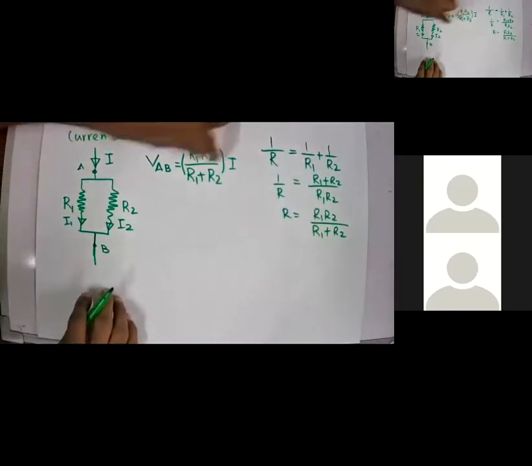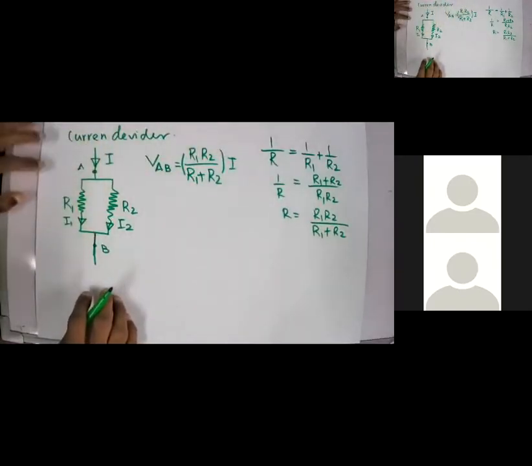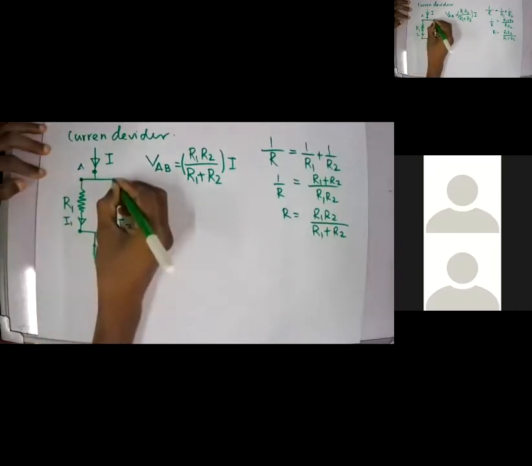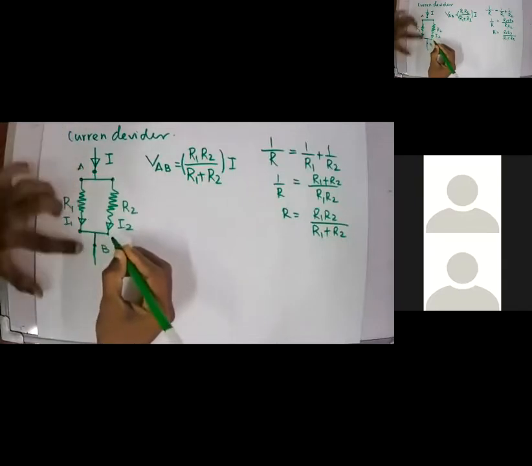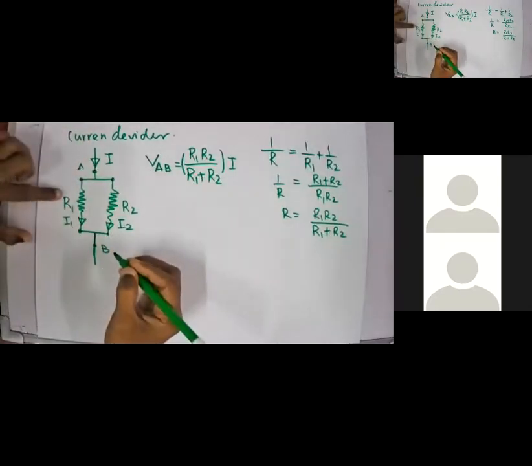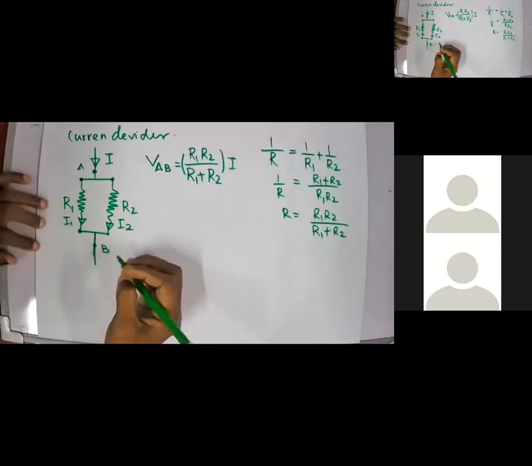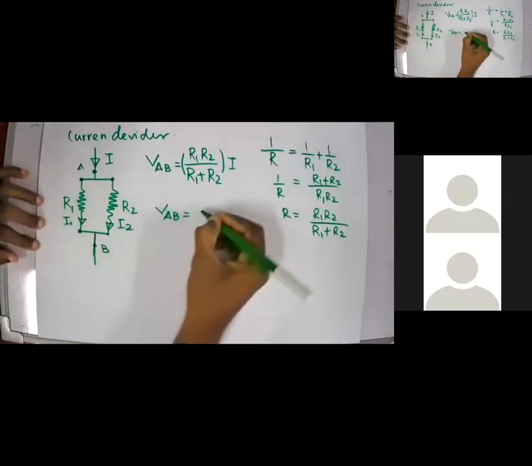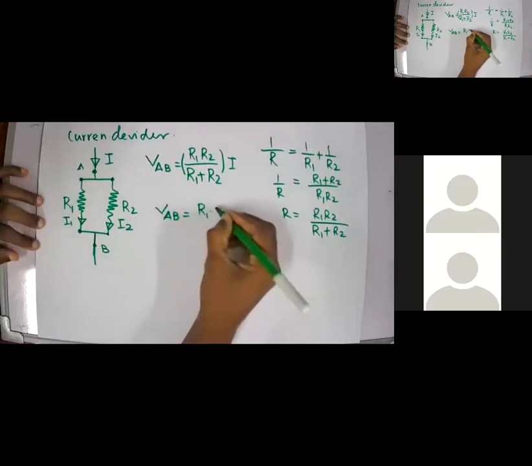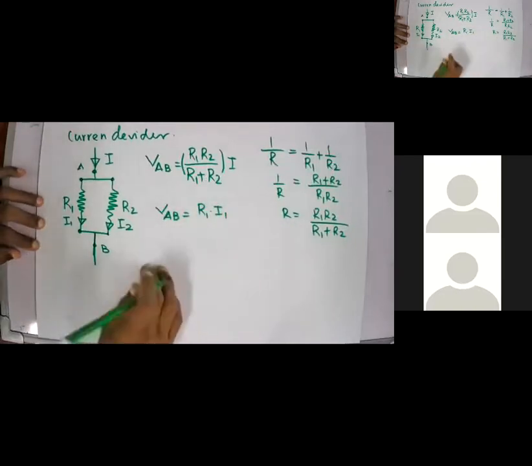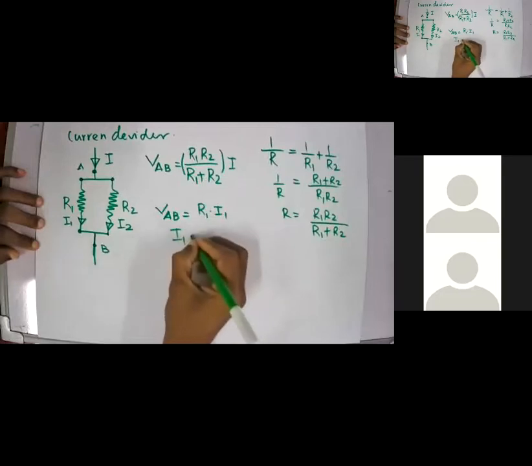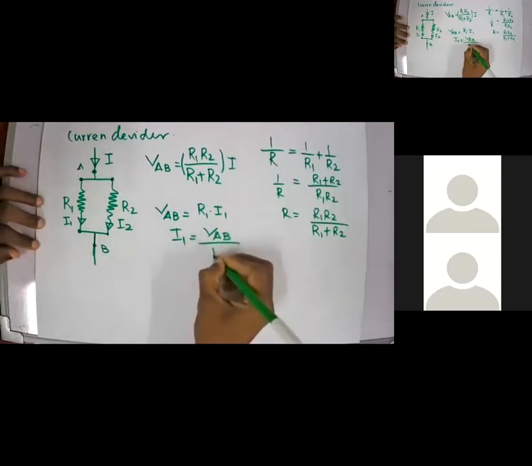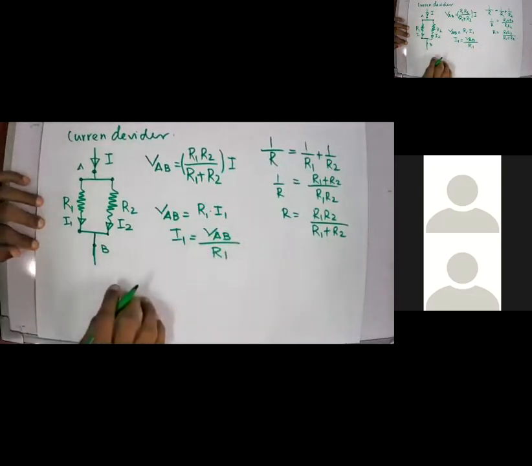Right? This will be my VAB. Then I am going to apply Ohm's law separately for these two resistors, R1 and R2. So I can say that VAB equals R1 into I1. Am I right? So my I1 will be VAB divided by R1. Clear?